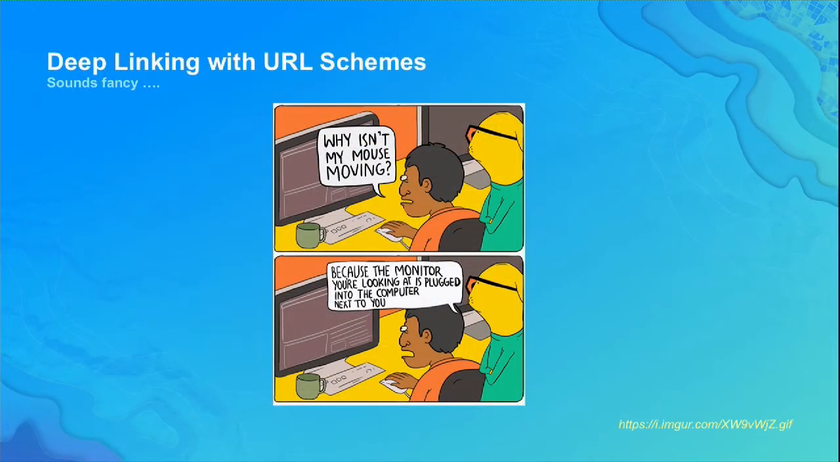So when we first talk about deep linking with the URL scheme, it sounds like some fancy technology, but just like this meaningless GIF, it's really simple. It's just a way for you to link to a specific location on maybe a website in the case of a deep web link, or in the case of the mobile application, to a specific state in that application.